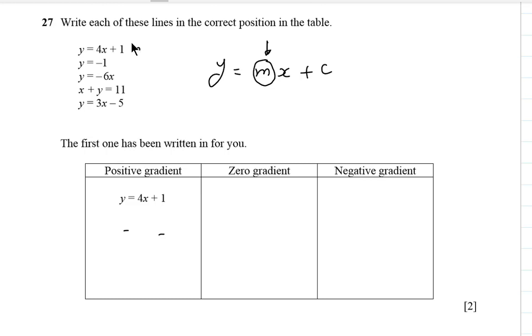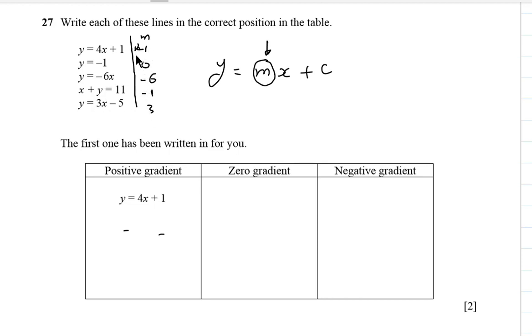So for the gradient of each line, I can make a column like this and put the gradient here, which is m. For the first one, it's 4. For the second one, it's 0, of course. We don't have x. For the third one, it's -6. For the fourth one, here is the problem. Many students will tell me the gradient is 1. No, please. You must put it in the standard format first. So you must move x to the other side with a negative sign. y should be -x plus 11, which makes m here -1, of course. And finally, the gradient is 3.